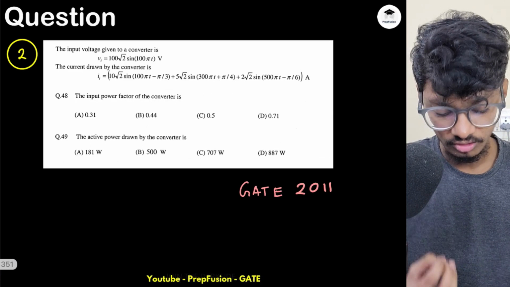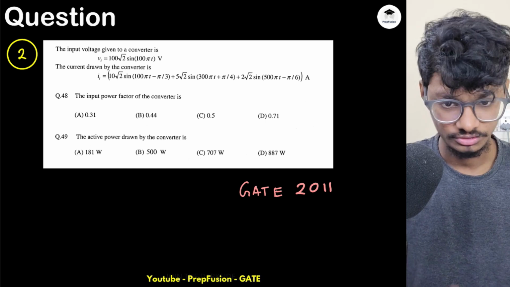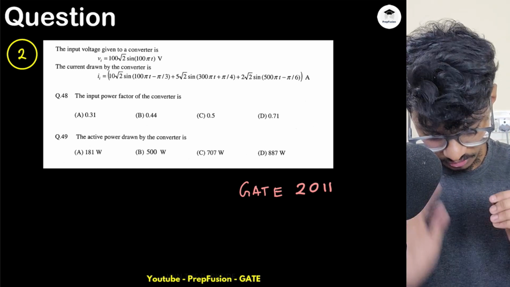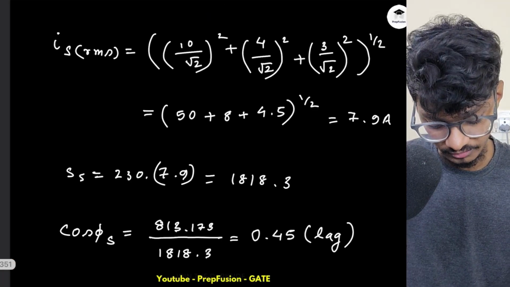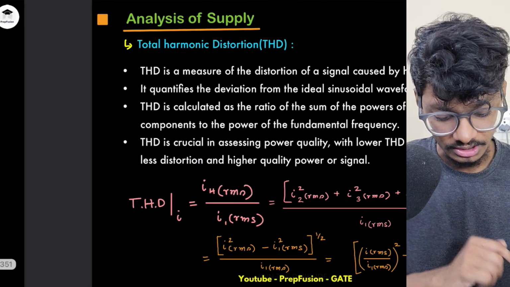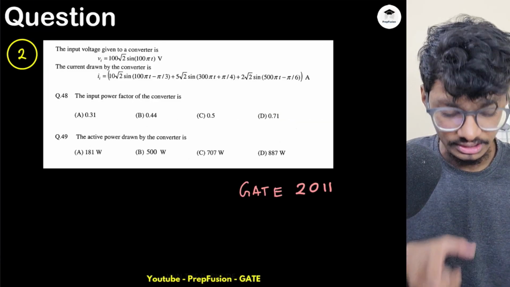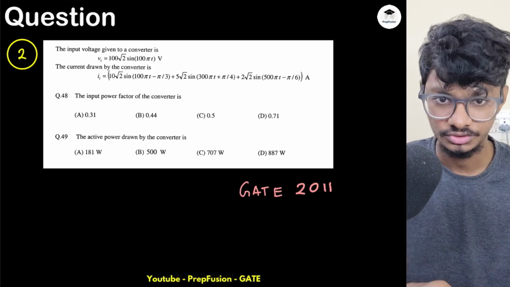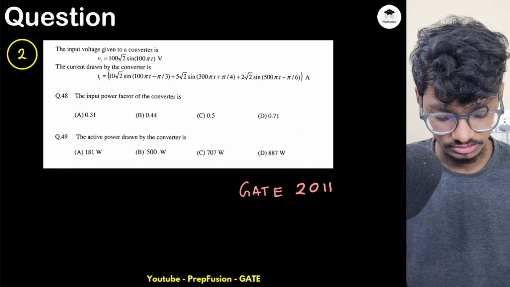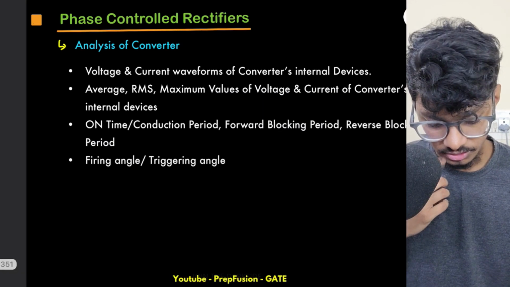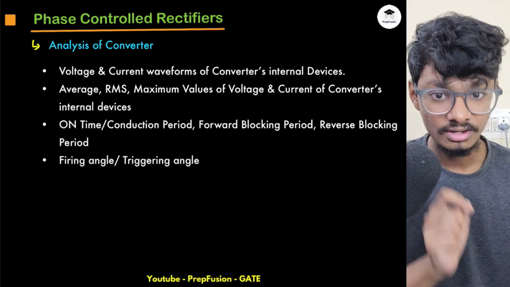Okay, so now let's solve a GATE 2011 question. This came in electrical, GATE 2011. I will give you this as homework, because this is just the same question that we just solved. This is just the same question, but this came in GATE. So you apply it and try to solve it, and I will write the solution in the next lecture. This is just the same concept. You use the same concept here and you will be able to find the answer. So now let's come to the analysis of the converter portion.